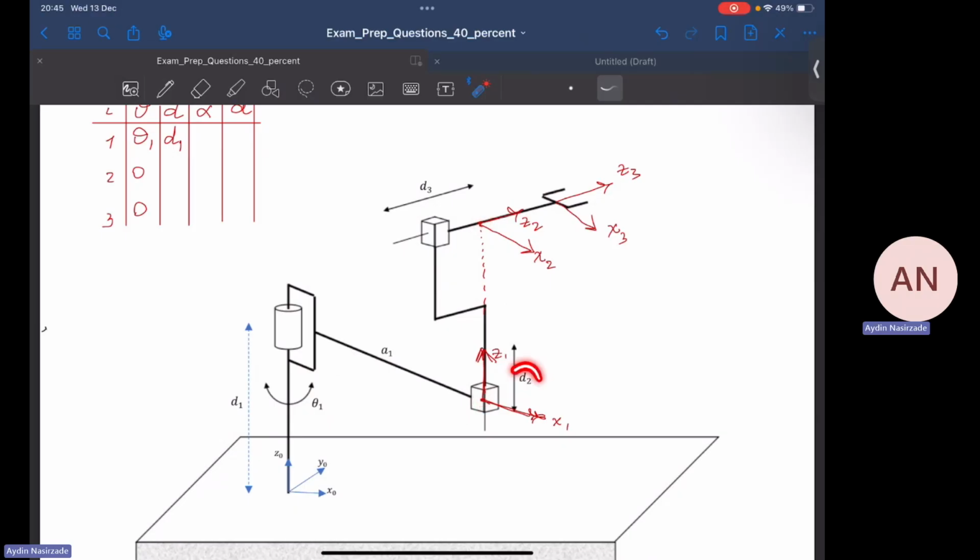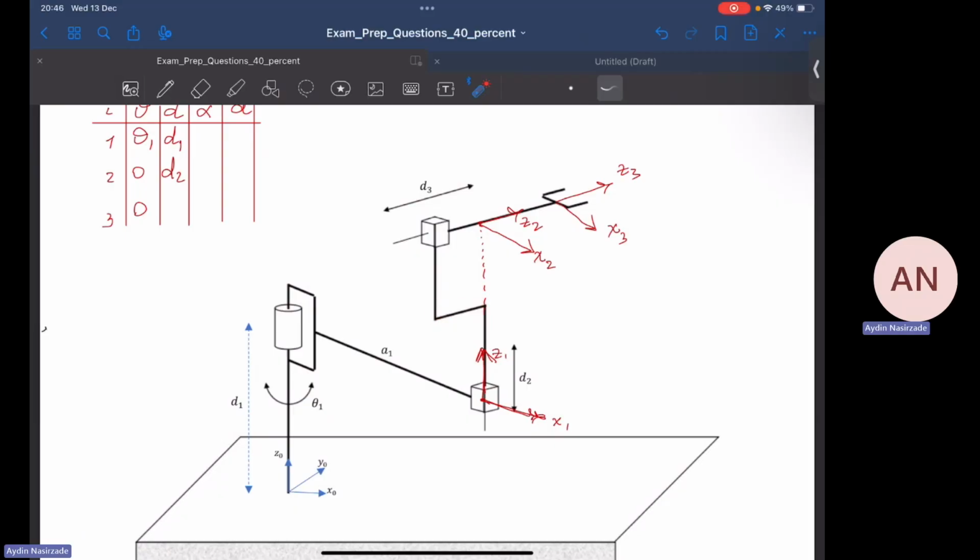The answer is by this distance, D2. Let's write down D2. The next question, for D3 along Z2: how much do I have to translate the origin of frame 2 so that it can align with the origin of frame 3? The answer is D3. Sometimes some students get confused because of this particular length.